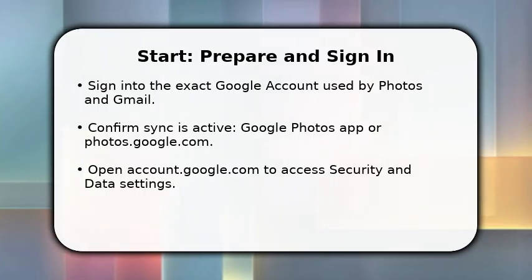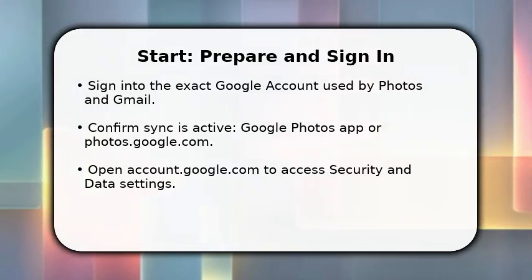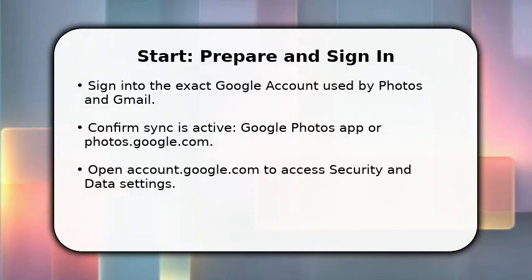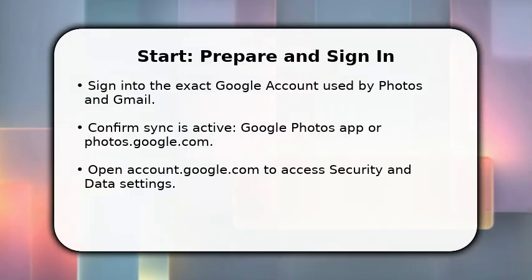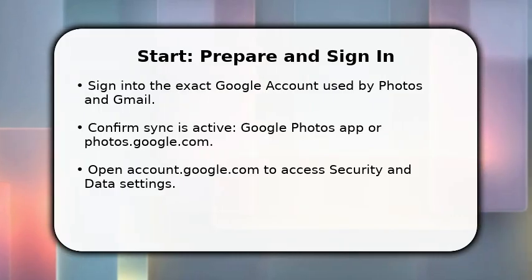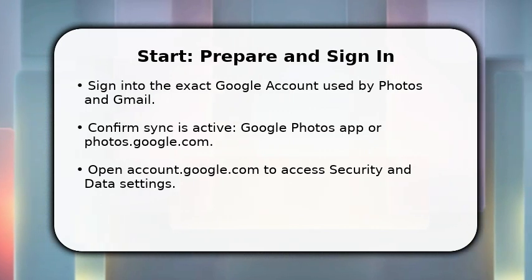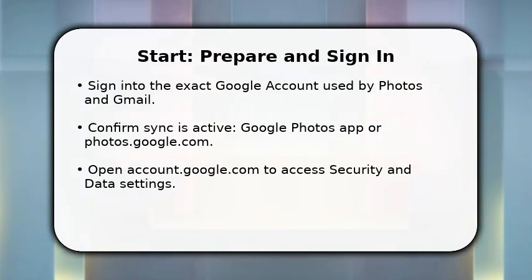Next, go to Account.Google.Com and open Security, then Data and Privacy. This is where app access and connected services live, and where you'll remove the connection so Gmail stops offering photos content automatically. Begin here so the rest of the steps act on the correct account.